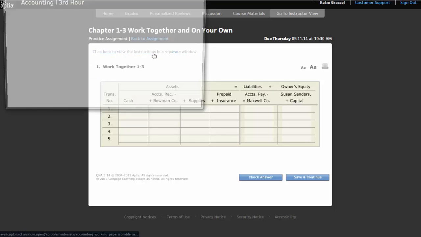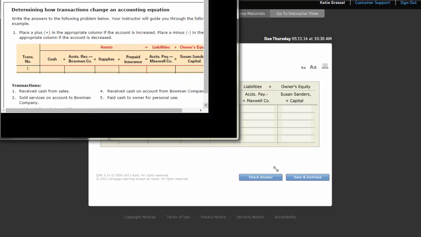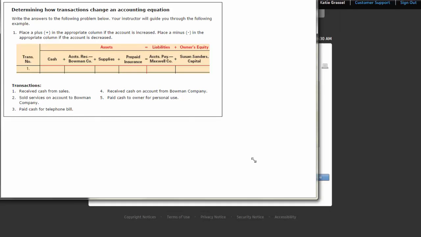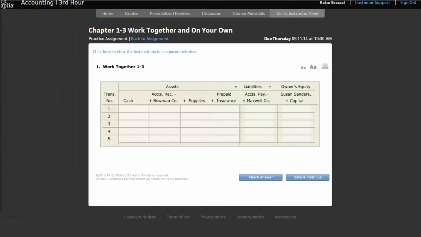Looking at our directions, it says, write the answers to the following problem below. Your instructor will guide you to the following example. Place a plus in the appropriate column if the account is increased. Place a minus in the appropriate column if the account is decreased. And then we have transactions 1 through 5. They're not giving us a value. We just have to go through and put our pluses or minuses.